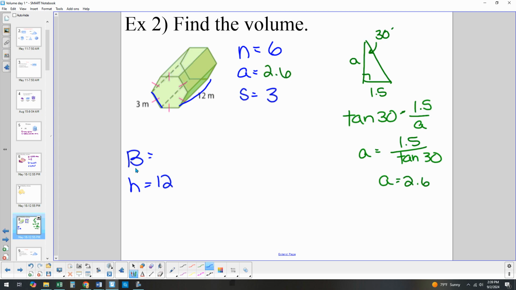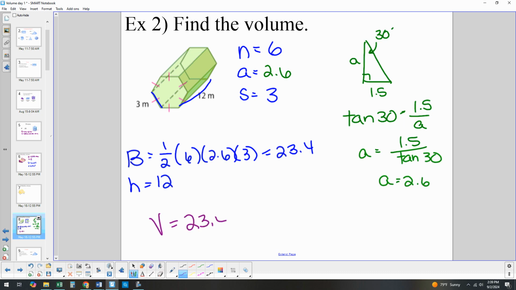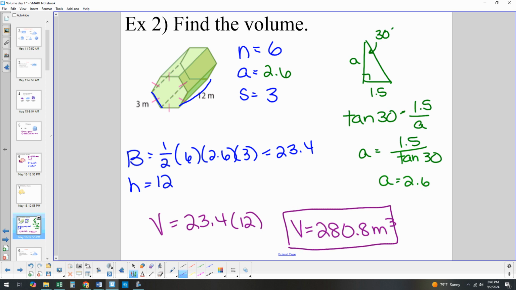So back to big B, which is the area of the polygon, the area of the base, 1/2 a·p. It's going to be 1/2 times our list of numbers, and I get 23.4. So my volume, B times H, we get 280.8. And that's meters cubed.